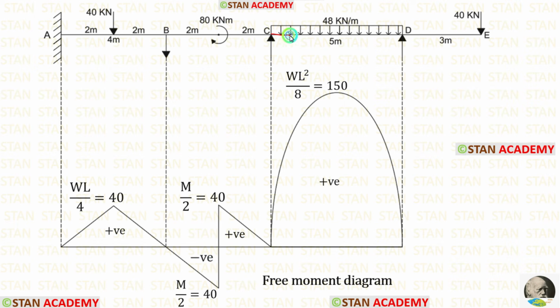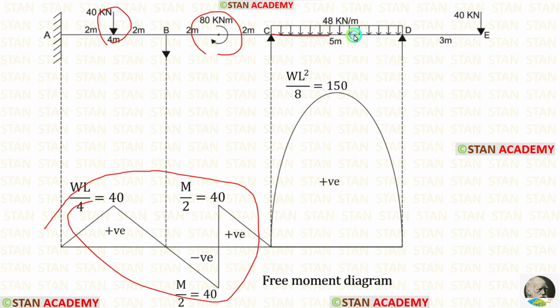Now let us take the span CD. In the span CD there is a UDL of 48 kN per meter acting for the full span. The formula to find out the maximum bending moment is WL square upon 8. After applying the values inside the formula, we are getting 150. For the point load and for the point moment, the free moment diagram will be in the shape of triangles. For the UDL, the free moment diagram will be in the shape of a parabola.